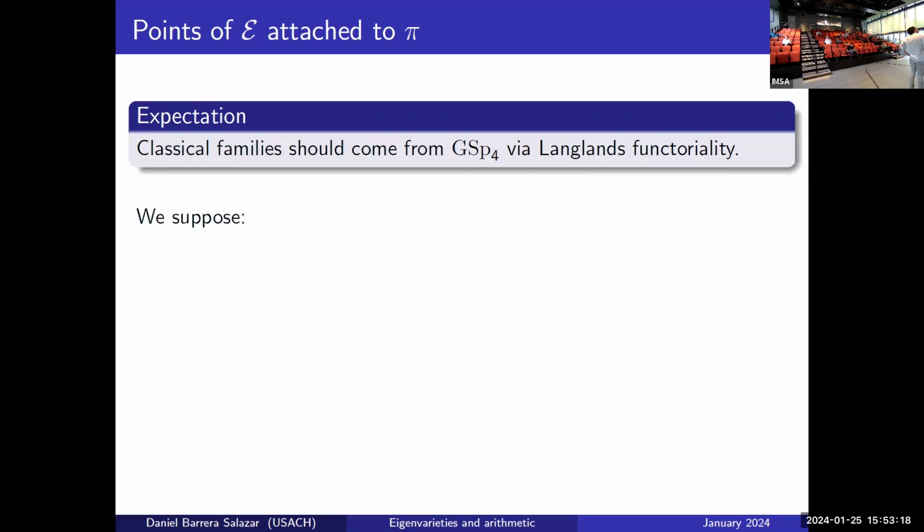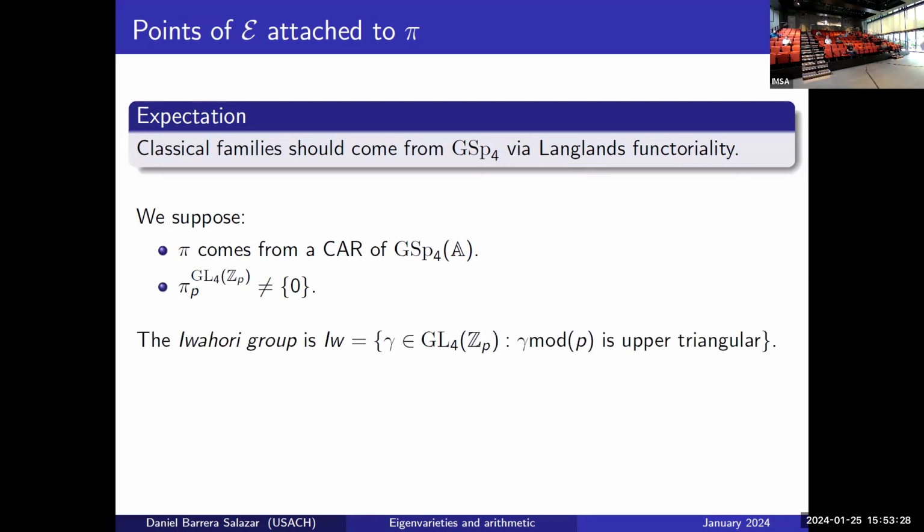So we will suppose that our automorphic representation comes from GSp4, and we suppose that it's unramified at p. The Hecke algebra that plays a role in this business is given by the elements of GL4 such that the part under the diagonal are all multiples of p, an upper triangular condition. This space has dimension 24. So that gives you 24 points on the eigenvariety.